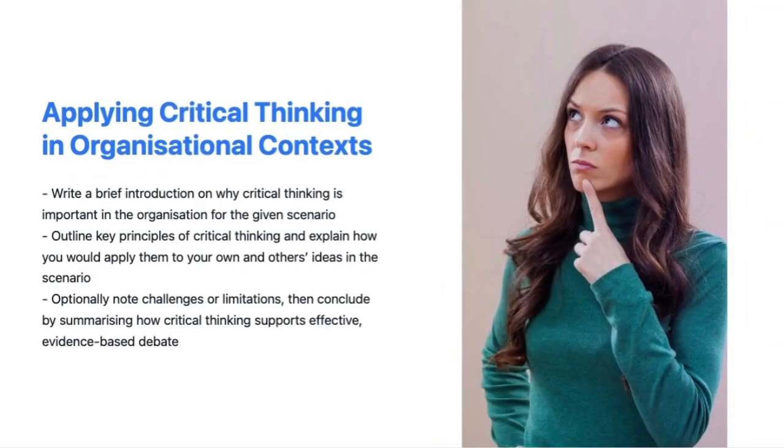When you're planning your answer, you could start with a quick intro, maybe a sentence or two, about why critical thinking is so important for the organization, especially if the scenario highlights issues like outdated practices or the need for more evidence-based approaches. Then, break your main analysis into 2 or 3 sections. First, outline and briefly explain the key principles of critical thinking, things like objectivity, checking validity, and being aware of bias. Next, talk about how you'd actually apply these principles to your own and others' ideas in the scenario. Use examples that fit the case study, maybe about how people respond to change or rely on certain processes. If you want, you can add a short section on the challenges or limitations you might face when applying these principles in practice. Wrap up with a clear conclusion that sums up how critical thinking underpins more effective, evidence-based debate in the organization.